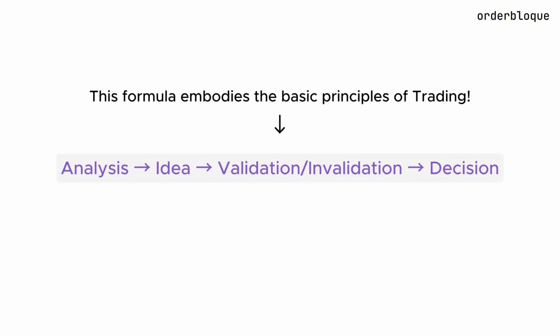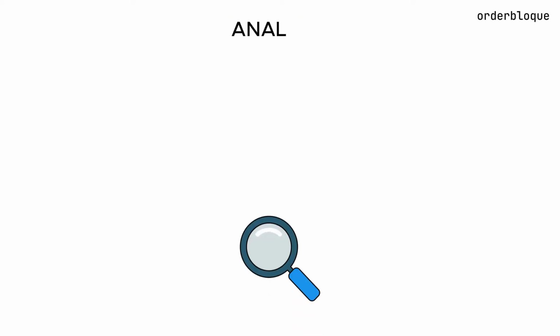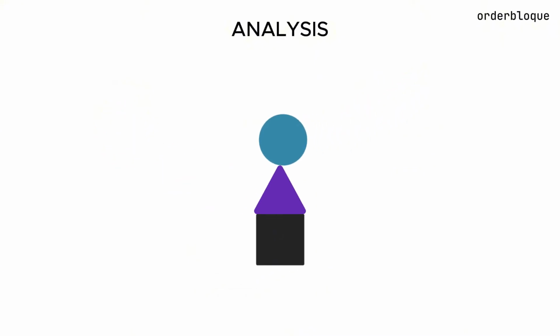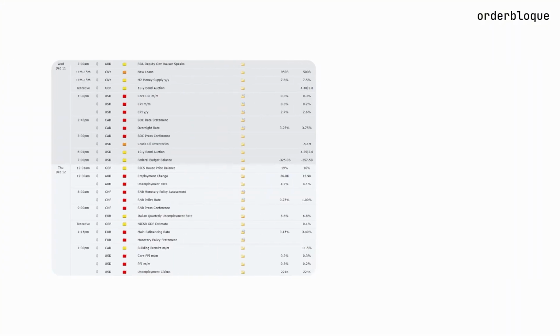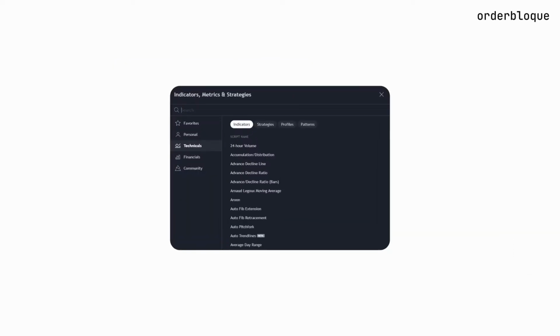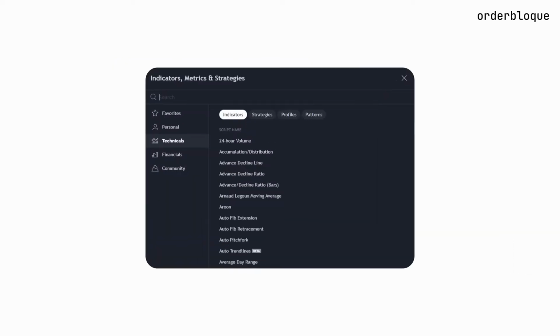Let's start with this formula that embodies the basic principles of trading and consists of 4 key stages: analysis, idea, validation, invalidation, decision. Analysis is the first and most crucial stage in a trader's activities. It involves a comprehensive process of collecting, processing, and interpreting information that will form the basis for making trading decisions. For example, this could include checking the economic calendar, company reports, indicators, and other data.